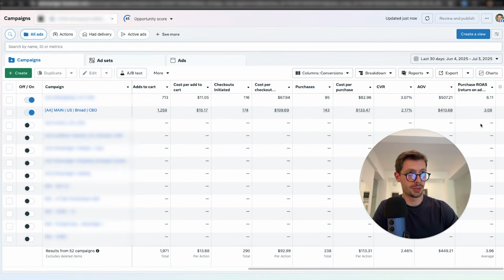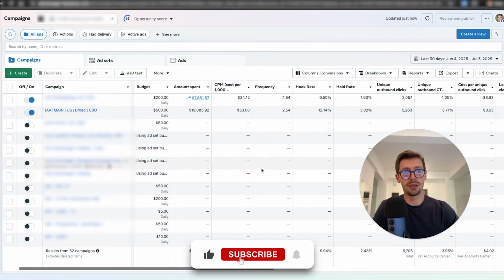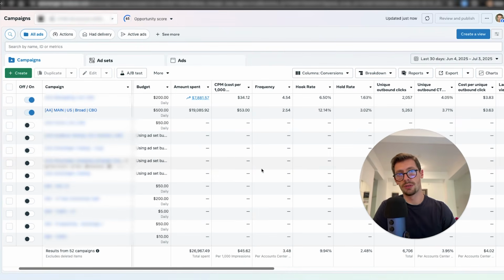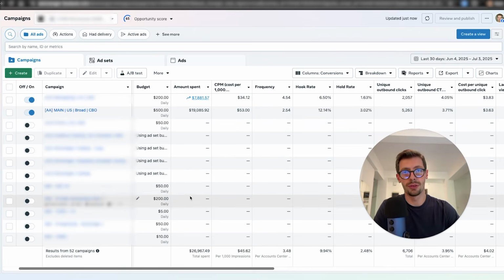Here for some proof, you can see the ROAS over the last 30 days. You can see the ad spend. This applies to bigger accounts that spend like 200K per month, but also to smaller accounts when you just start ads from, let's say, $100 per day. So let me show you how we want to set this up.